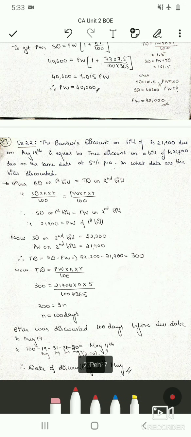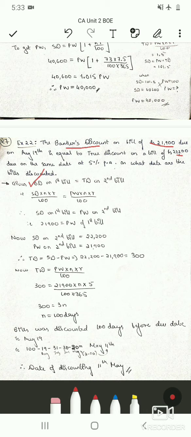And the last problem is the banker's discount on a bill of rupees 21,900 due on August 19th is equal to true discount on a bill of rupees 22,200 due on the same date at 5% per annum. On what date are the bills discounted? So here date of discounting is asked, and they have given information that banker's discount on the first bill is same as true discount on the second bill. So sum due of the first bill and second bill is given. Additional to this, they have given this information.